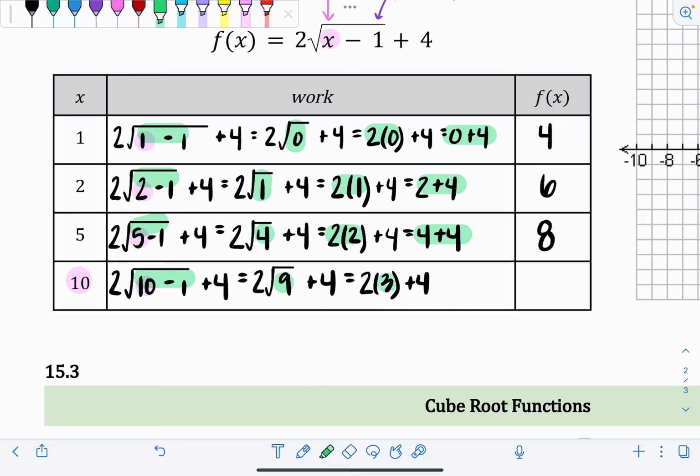And then next I would multiply. So 2 times 3 would give me 6. And then I would need to add the 4 last. So 6 plus 4 would be 10. And then that's my last output value.